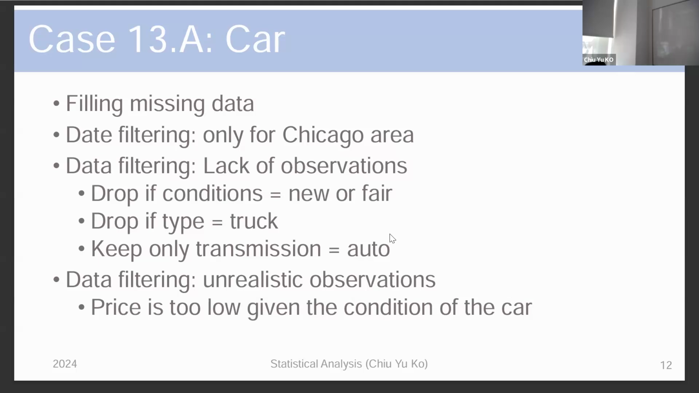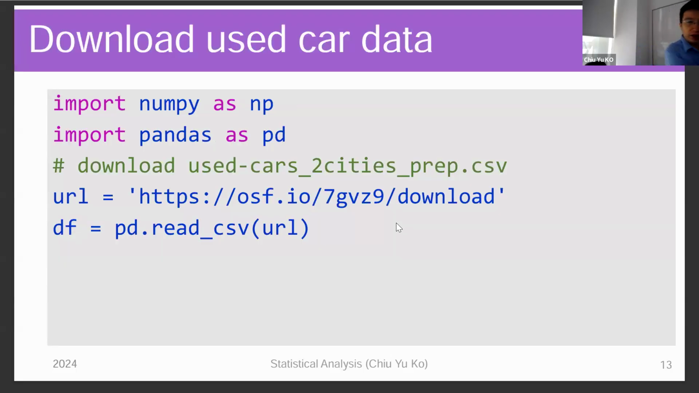Excellent, good, like new, something like that, okay? And also you don't want trucks, okay? And you only want the auto, not the manual, right? And if the price is too low, then you also want to cut it because maybe they're fake advertising. Okay, so that's what we do in the slide. So what we do is download this data, we work on it together and see how we do it.